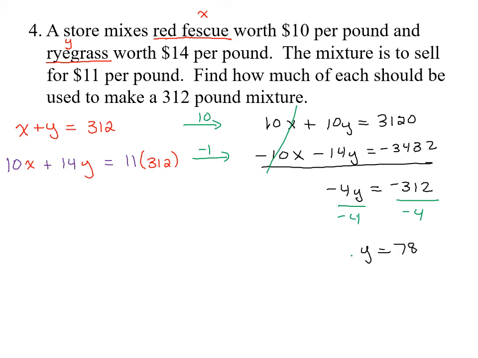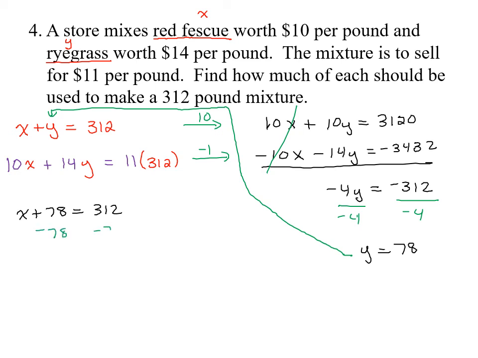And I'll plug that y back in on that first equation, way back up here, and I'll say x plus 78 equals 312, and subtract the 78 from both sides. So if I did 312 minus 78, I get 234.